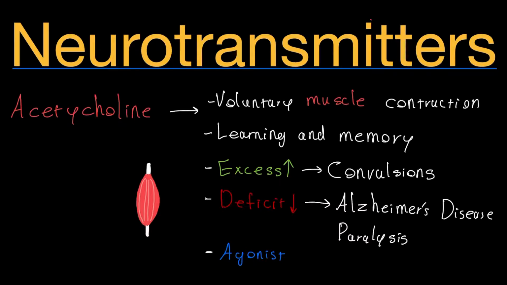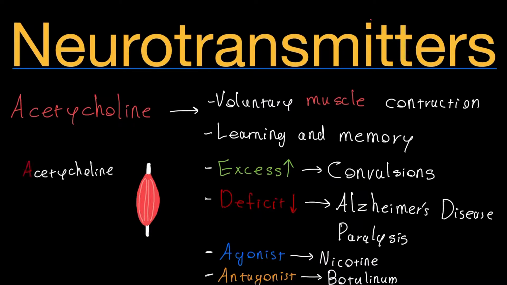An agonist of acetylcholine, which would be a drug that mimics or reinforces the action of acetylcholine, would be nicotine. And an antagonist, which would be a drug that opposes the action, would be botulinum. The thing you could use to remember this is acetylcholine starts with A, and so does Alzheimer's.